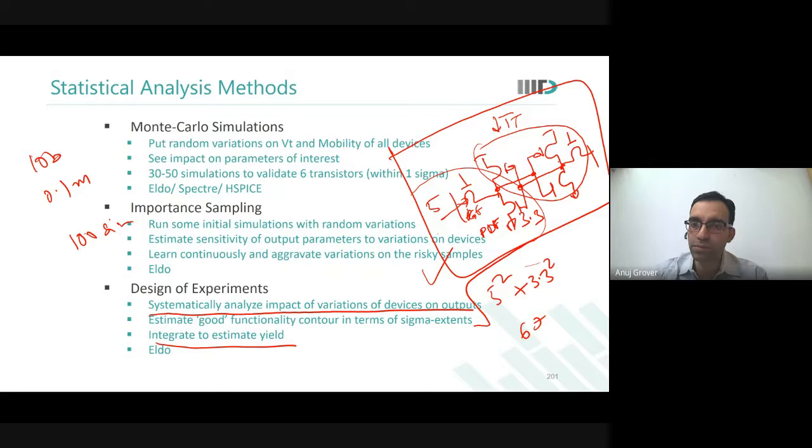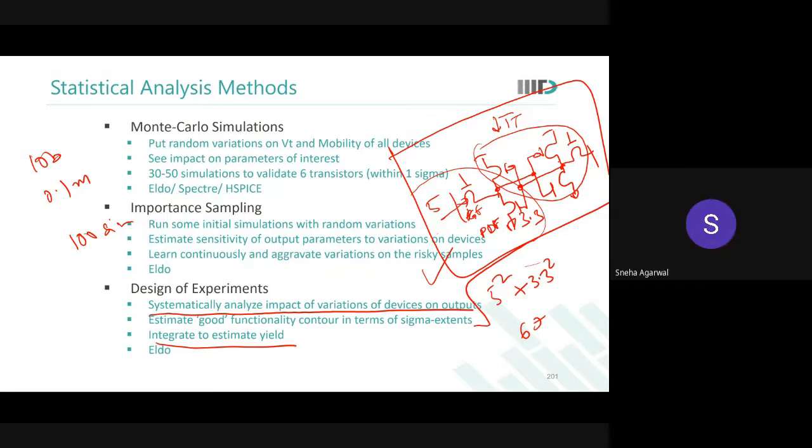Any questions? So how is this different from importance sampling? मतलब importance sampling में भी तो हम worst case ही देख रहे थे कि SNM No.